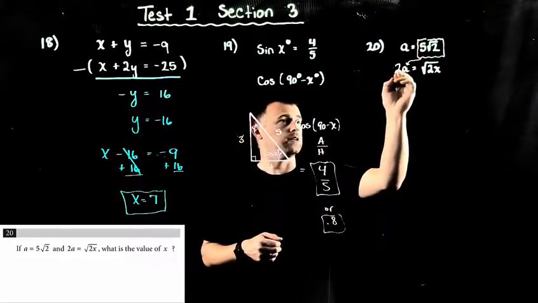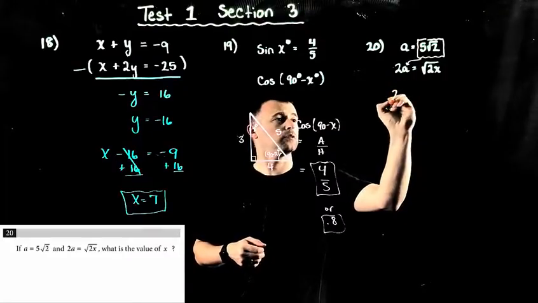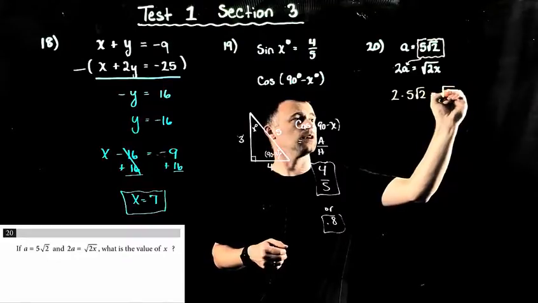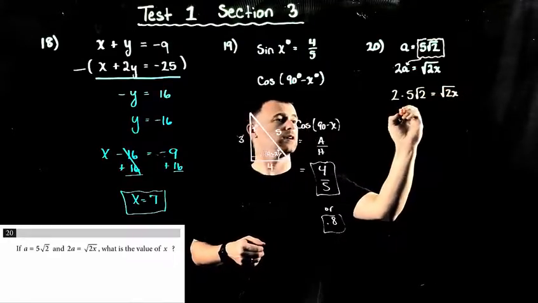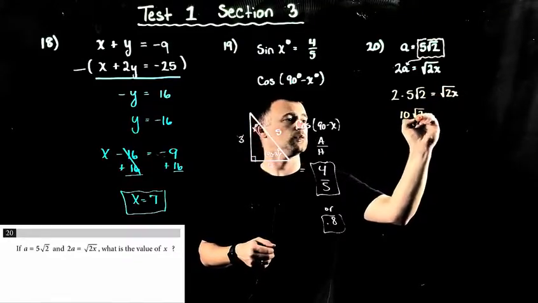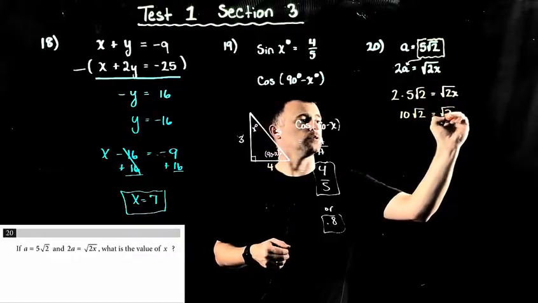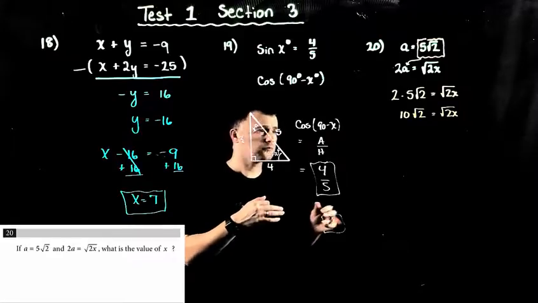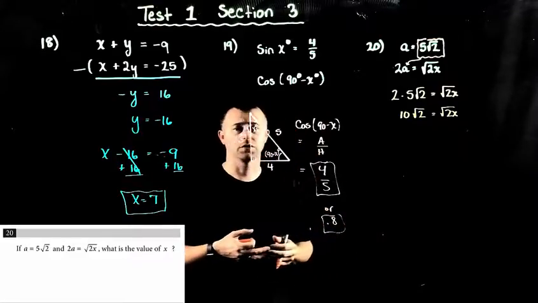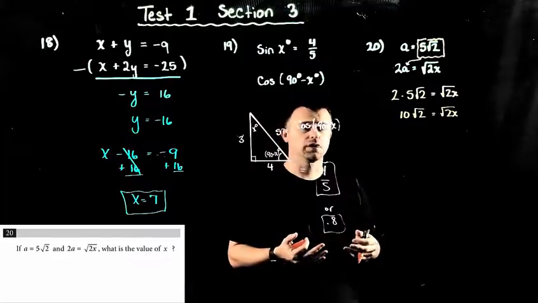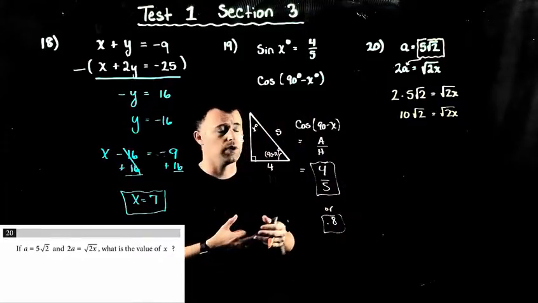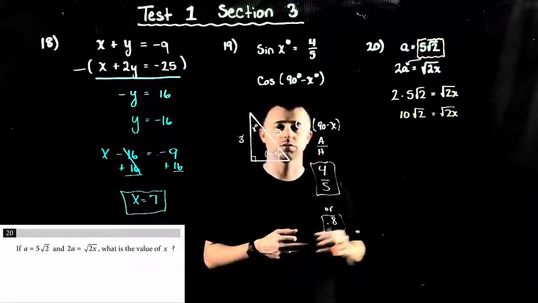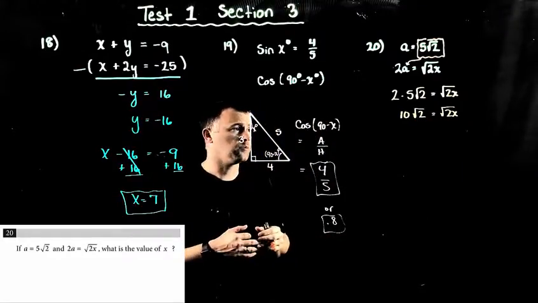So this is going to be now 2 times 5 radical 2 equals the square root of 2x. So this becomes 10 square root of 2 equals the square root of 2x. And now we need to solve this for x. One thing that you usually want to do in a situation like this is try to eliminate the radical. And there's a couple of ways you can do it here. One way would be to divide by the square root of 2 on both sides. It might be a little bit faster.